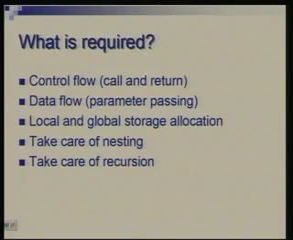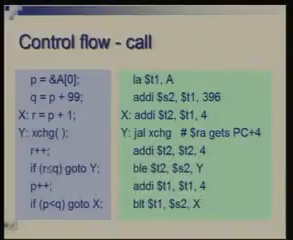So there could be direct or indirect recursion, and all these issues of control flow, data flow, organizing local and global storage become more complex when you have to take into account the need for nesting and the need for recursion. So let's take the first thing first. How do you organize the flow of control?